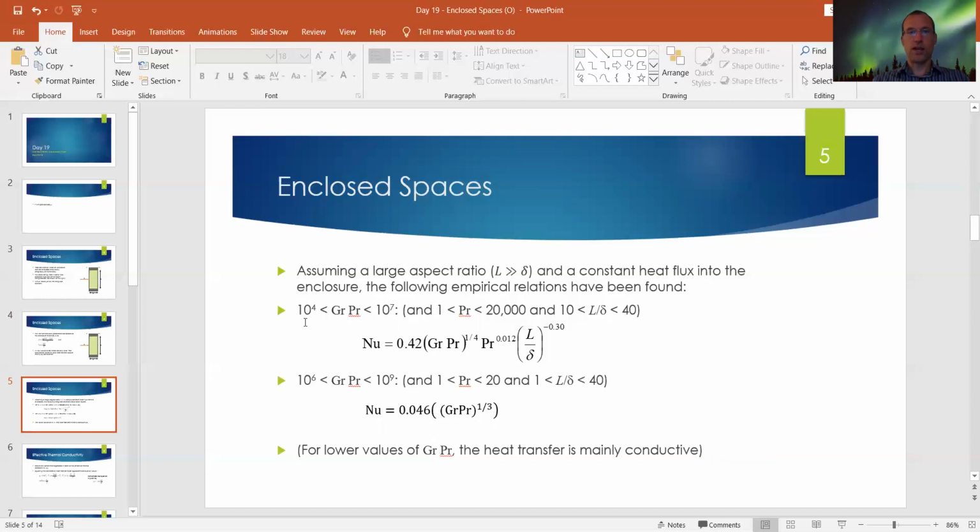Once I get up to this medium, between 10 to the fourth and 10 to the seventh, with a few other parameters or conditions as well, this is my equation for Nusselt number: 0.42 times this Rayleigh number to the 1/4 power, Prandtl number to the 0.012 power, and this aspect ratio, length up and down over delta left and right, to the -0.3 power. If I have higher values of the Rayleigh number, Grashof times Prandtl, between 10 to the 6th and 10 to the 9th, again, with a few other conditions, I can use this equation, Nusselt number 0.046 times that value, Gr Pr, to the 1/3 power.